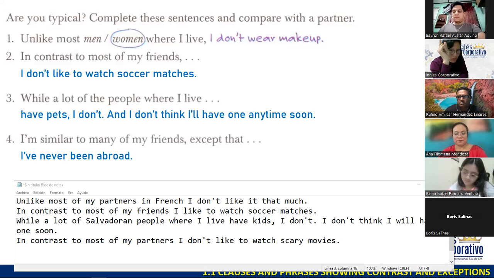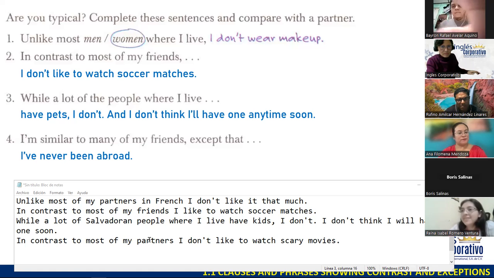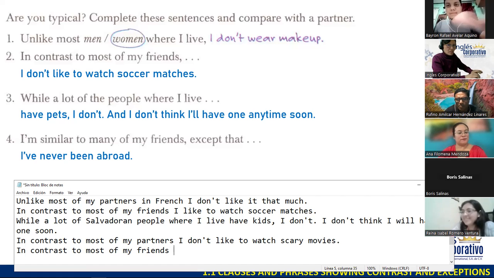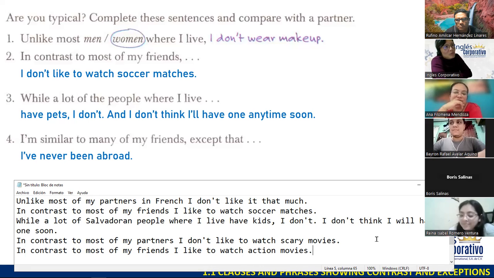And no he escuchado todavía una con except that, pero ya vamos a ver. Byron, please. Okay. In contrast to most of my friends, I like to watch action movies. Okay, vamos a ver. Yes, I remember when I was a child, I grew up, you know, watching lots of action movies. But of course, right? They were bloody, you know, movies like Rambo, etc. Todos esos señores, ya vea. Dígame, Rufino.